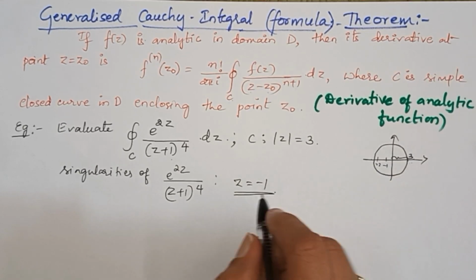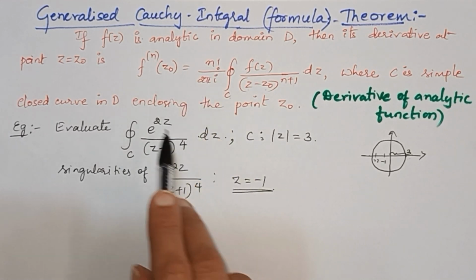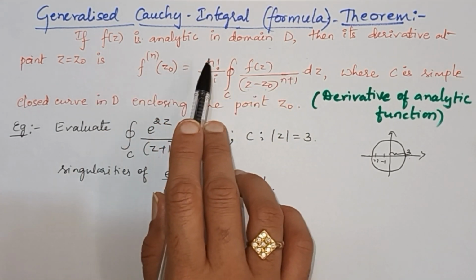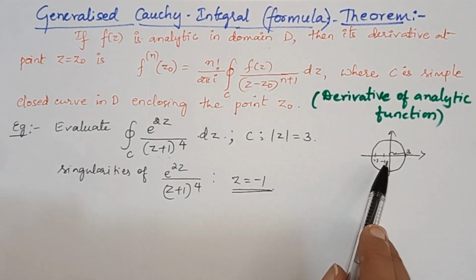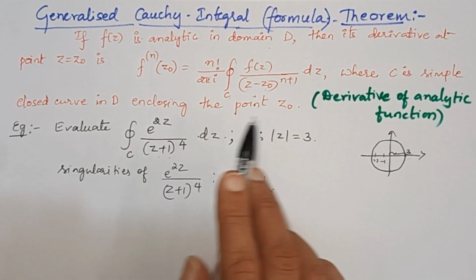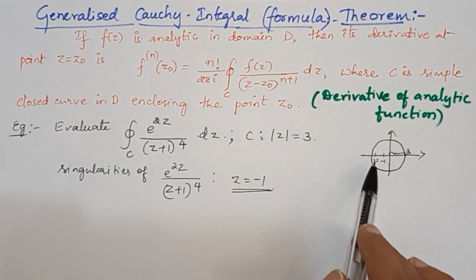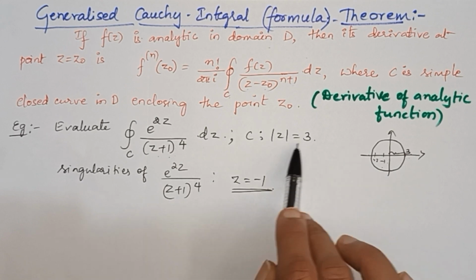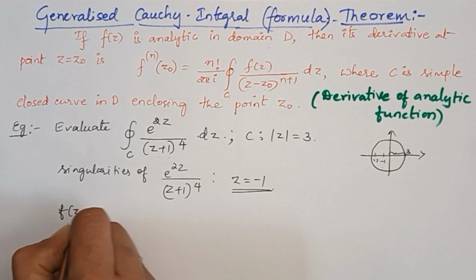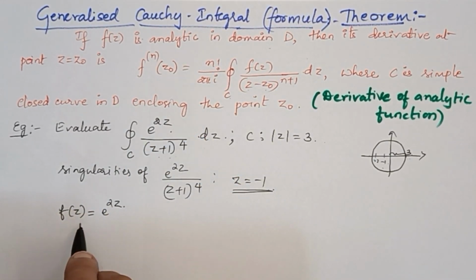Therefore, the entire function can't be chosen as f of z, because the function should be analytic in the given closed curve at every point z equal to z naught. But at this point, it is not analytic. But e to the power 2z is analytic at every point of this closed curve, mod z equal to 3. Therefore, I'll choose f of z as e to the power 2z.